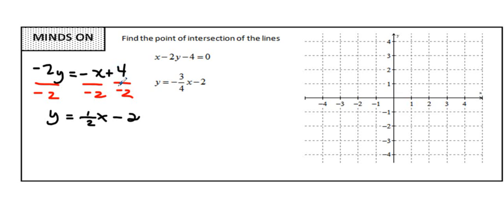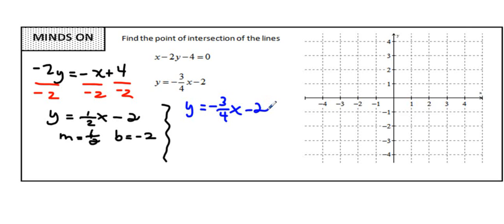So don't forget to make sure of your signs, right? Negative over negative, that's a positive. And this is like an invisible 1 here, so this is 1/2. It helps to write the fraction because then we're going to be able to identify the slope, which is 1/2, and the y-intercept, which is negative 2. And then for slope, of course, if we have it in fraction form, rise over run. The second one then, maybe I'll make it a different color, is already in slope y-intercept form, which is lucky. And so I can identify the slope, negative 3/4, and the y-intercept, negative 2.